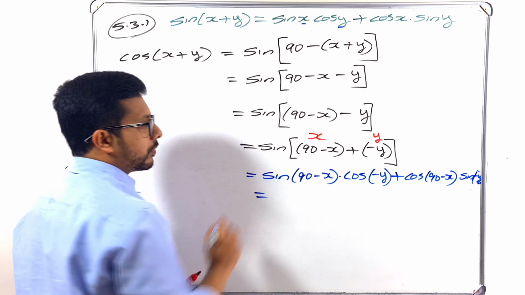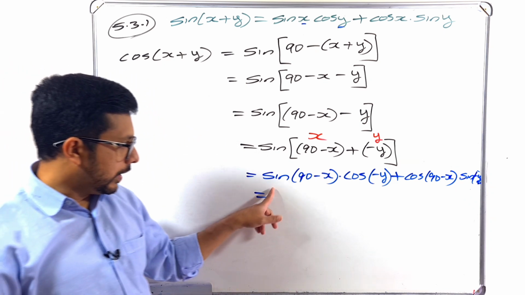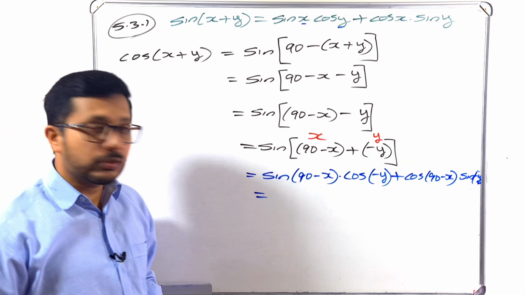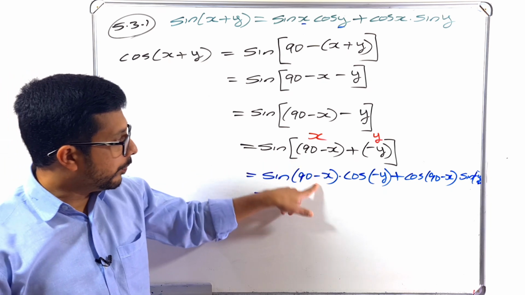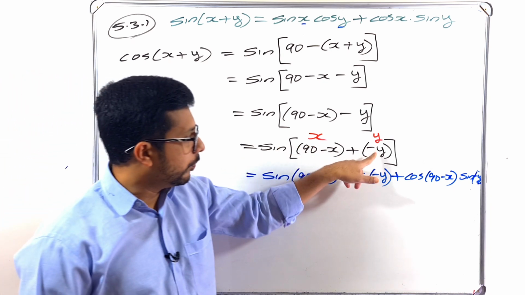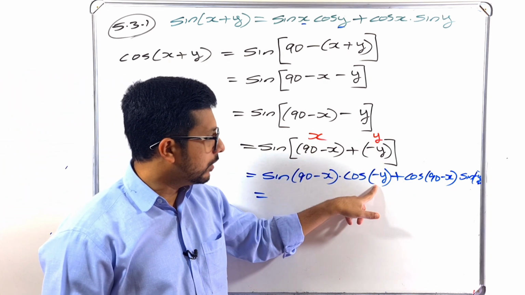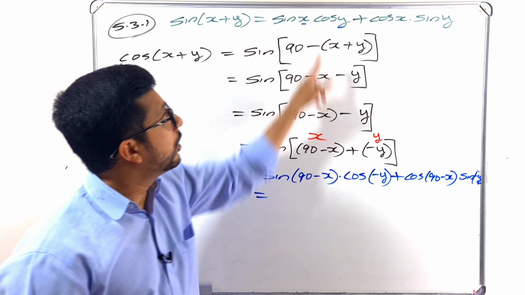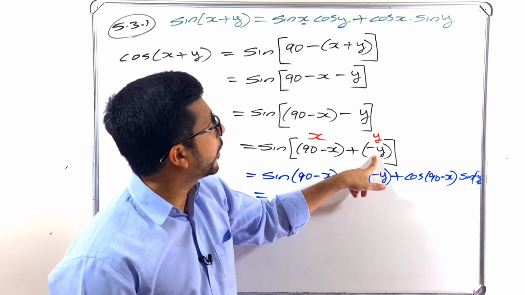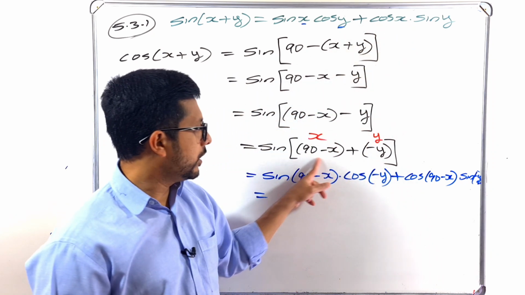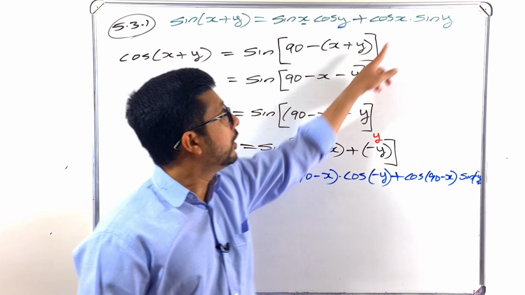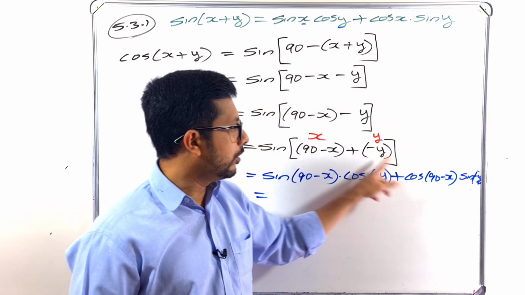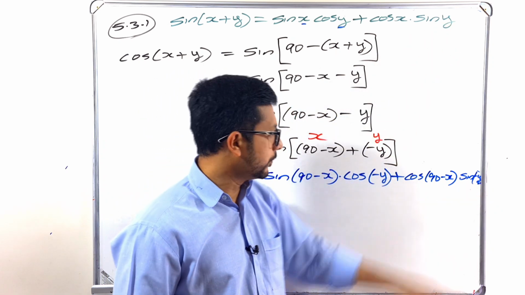So now this one, 90 minus x. So guys, don't forget that this 90 minus x is our x, minus y is our y. So I am trying to expand like this. Sin x, sin 90 minus x, cos y, cos minus y, cos x, cos 90 minus x, that is this one, into sin y, sin minus y. This is minus y, yeah?